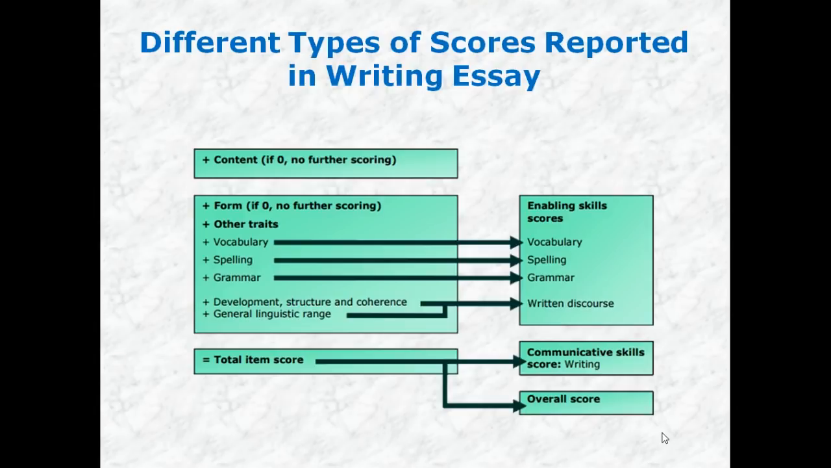One more important point here. What is written discourse? It is very important to know what exactly it is. This is basically the combination of development structure, coherence and general linguistic range. In the later part of this video, I will explain these things in detail and where one has to put more focus to get a good band score.